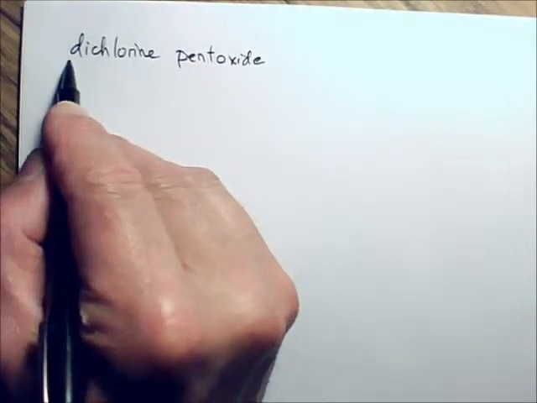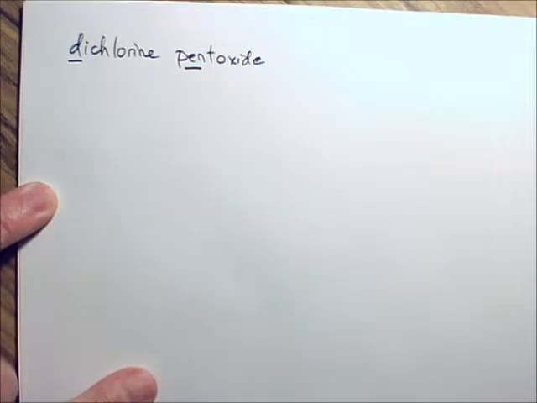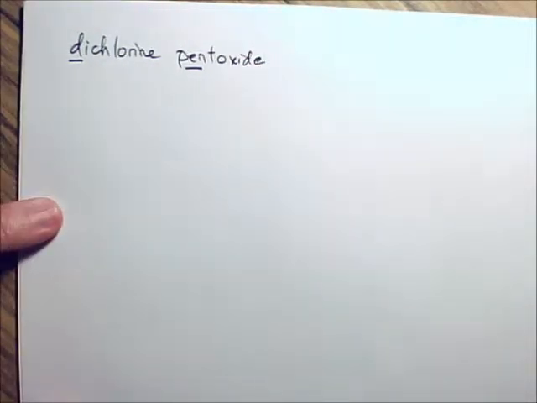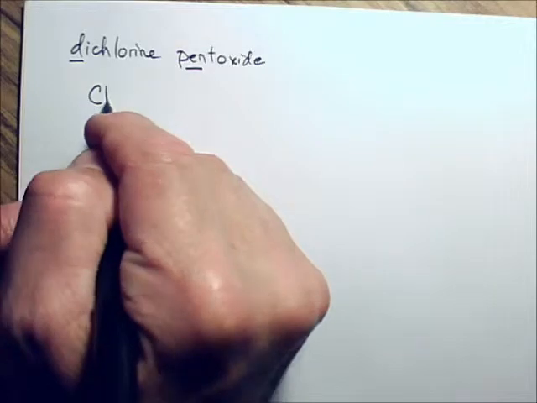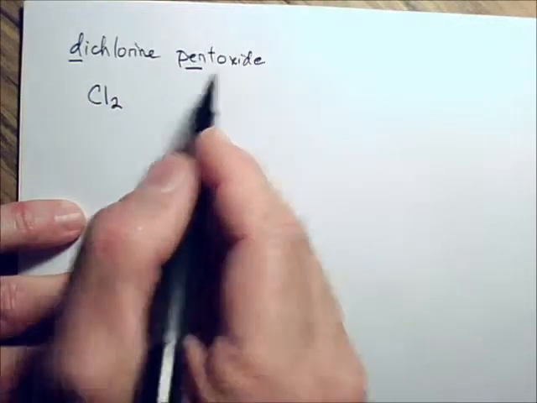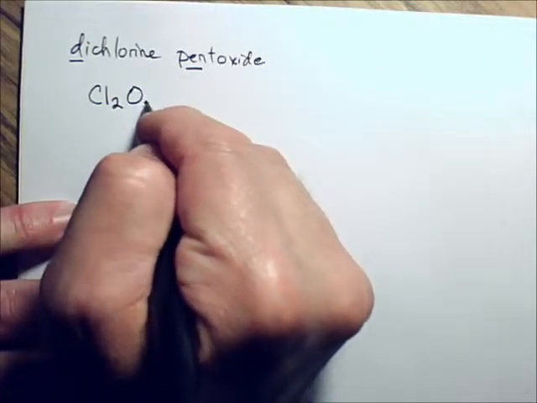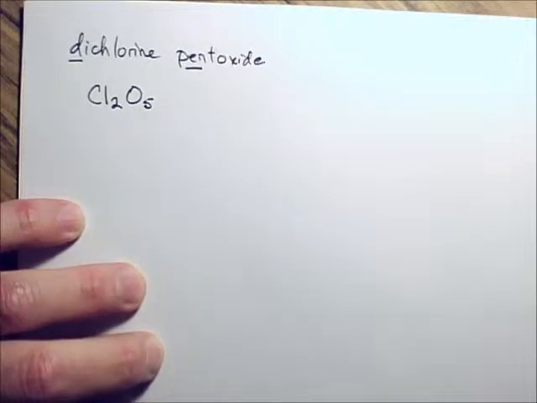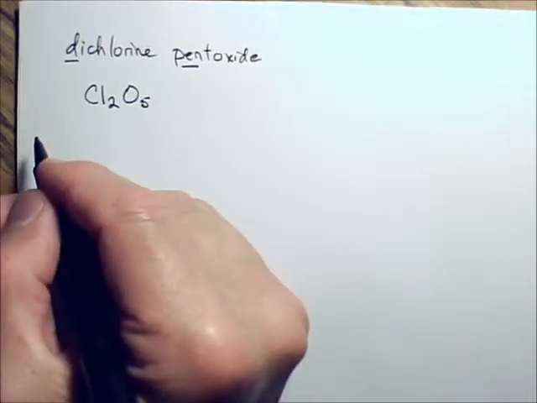If I have prefixes like those, what does that tell you? What kind of compound is it? It is a covalent compound. All right. So dichlorine, that means I have how many chlorines? 2. And how many oxygens? 5. There you go. Good for you.